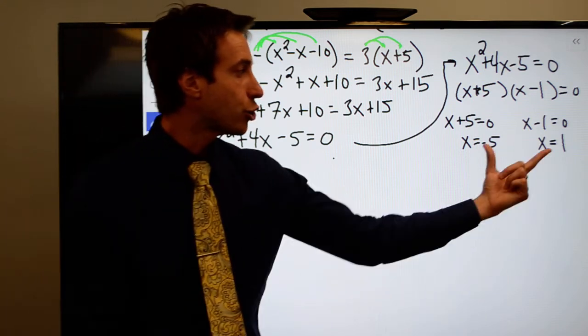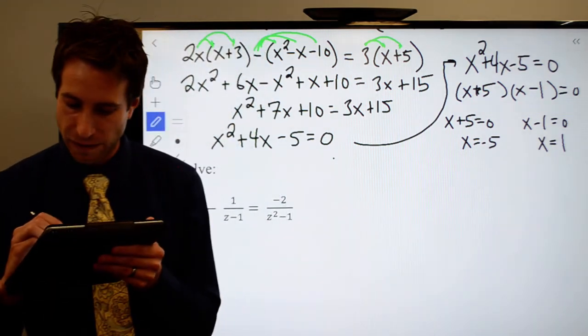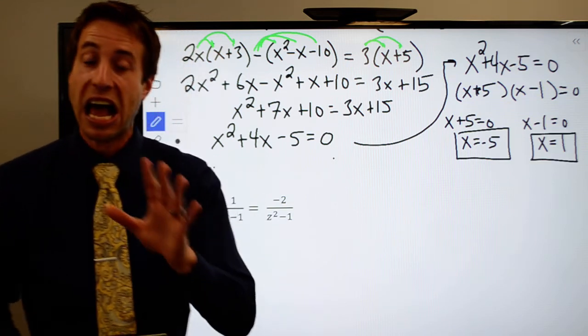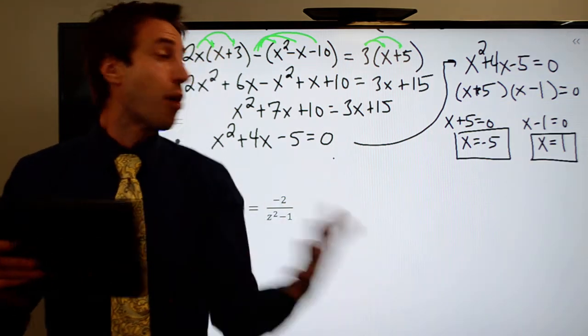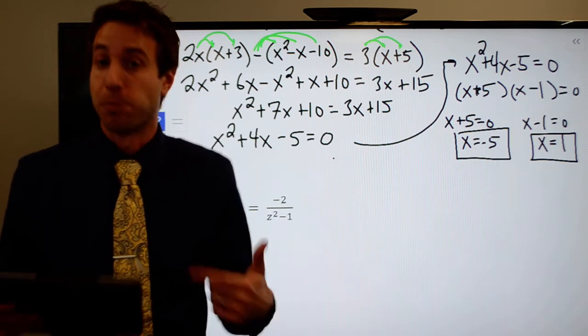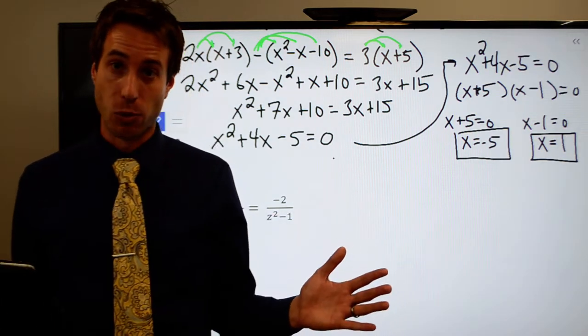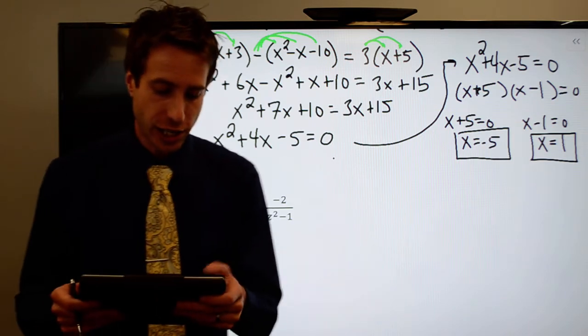There we go. I've got two answers. X equals negative 5 and x equals a positive 1. I've got to check them both. It's possible that both of them work. It's possible that only one of them works. It's possible that neither of them works, right? You got to check your solutions.